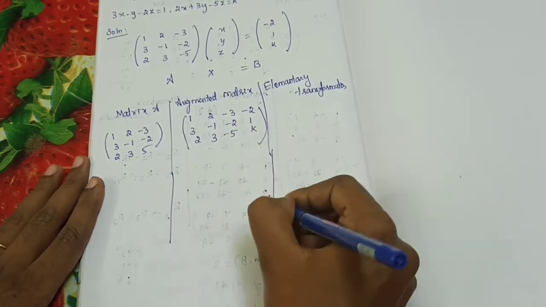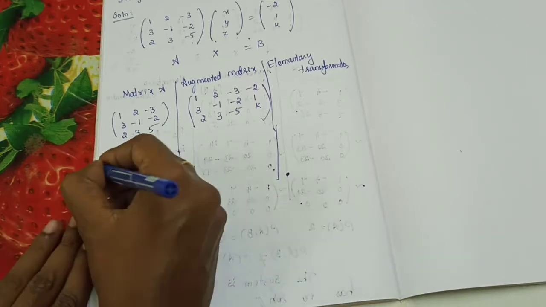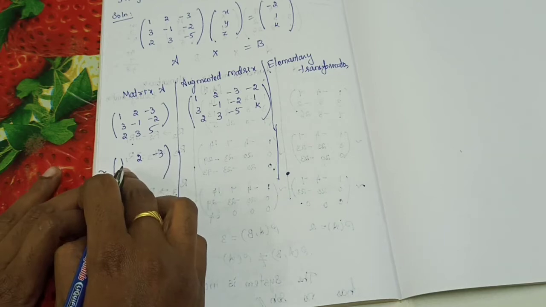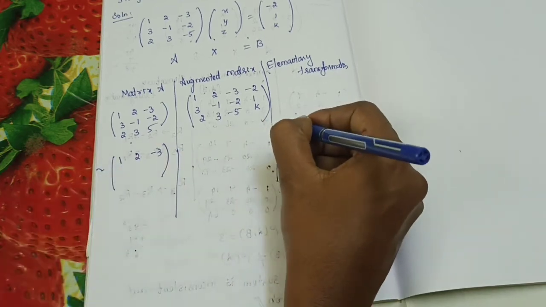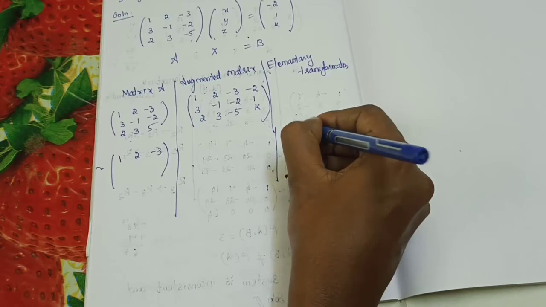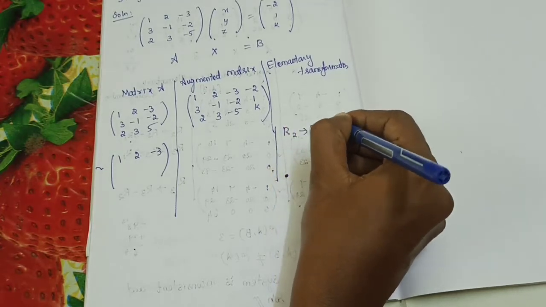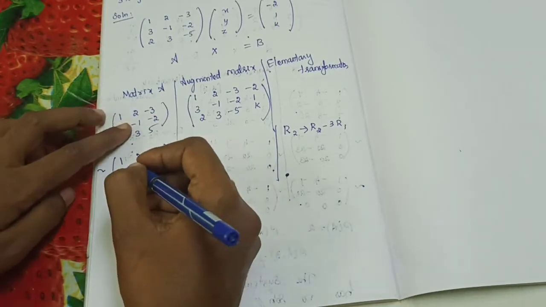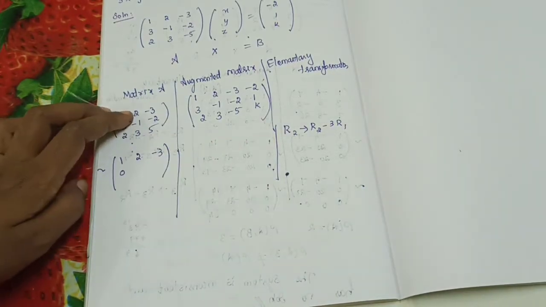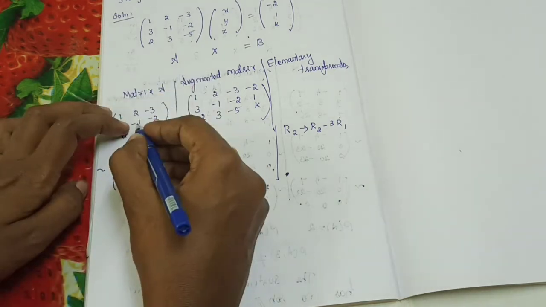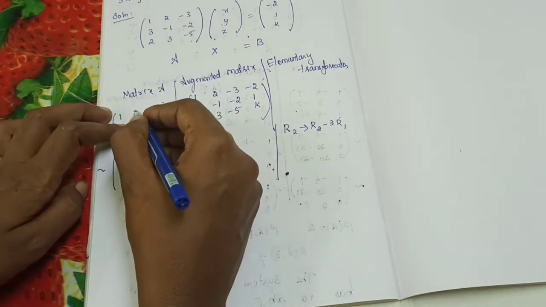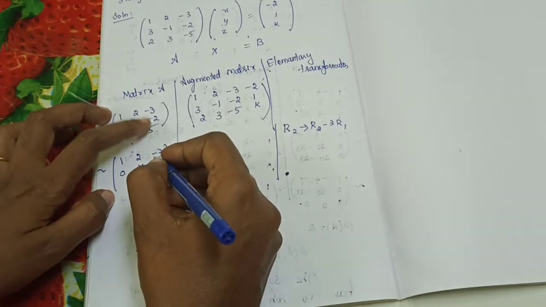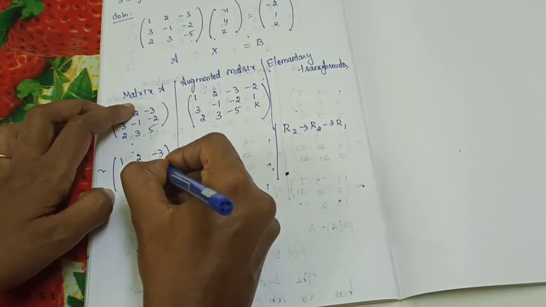Let's change. I'm not going to repeat, you already know. Equivalent to 1, 2, minus 3. We need to make this entry 0, is it right? So how will you change? R2 implies R2 minus 3 R1. Check it. 0. Then minus 1 minus 3 into 2. So how much will you get? Minus 1 minus 6, that is minus 7. Then minus 2, minus of minus is plus, so plus 7 you will obtain.